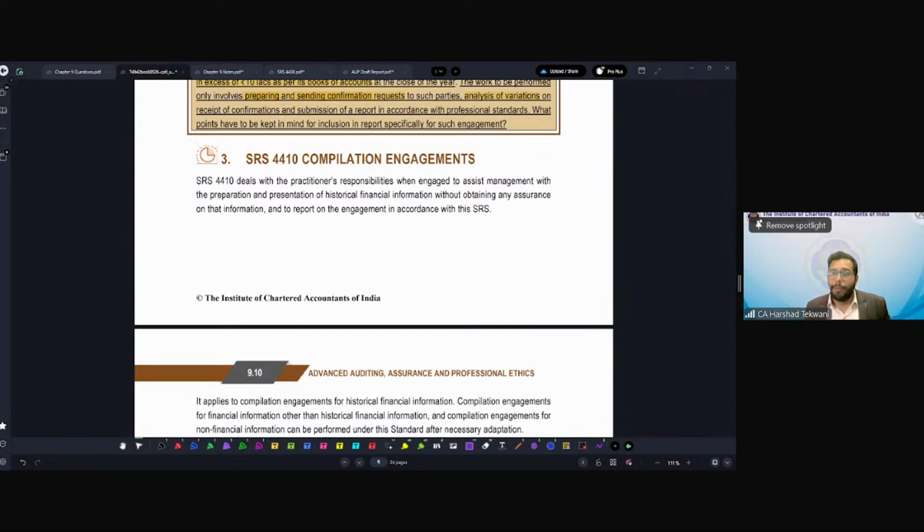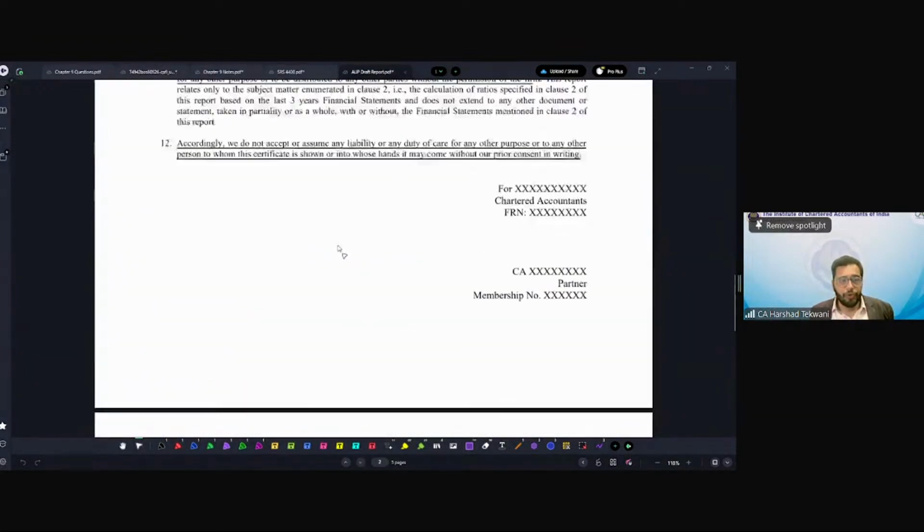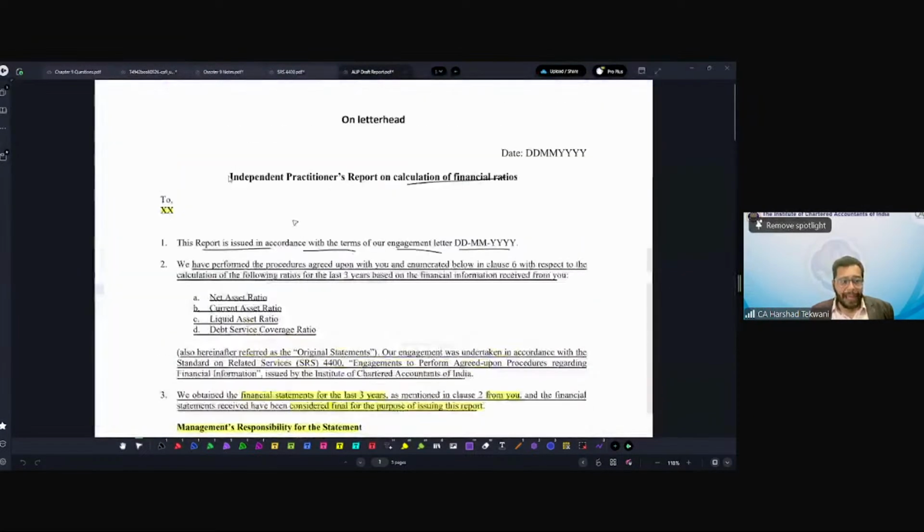Now, predominantly, management is responsible for presentation and preparation of the financial statements. When it comes to 4410, we are kind of helping the management in that. There is one doubt: why the word independent has been used in that report title. There is no issue if you use the word independent, provided you comply with the independence requirements and you are independent at the end. If that is the scenario, then it is fine. You can use the word.